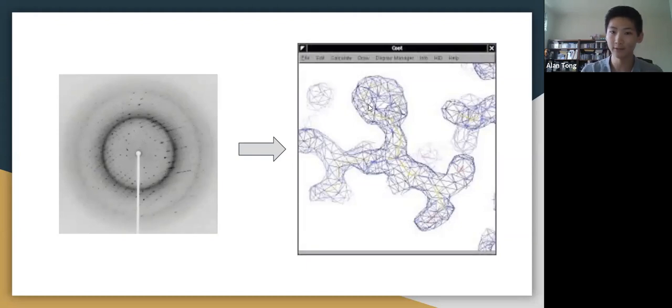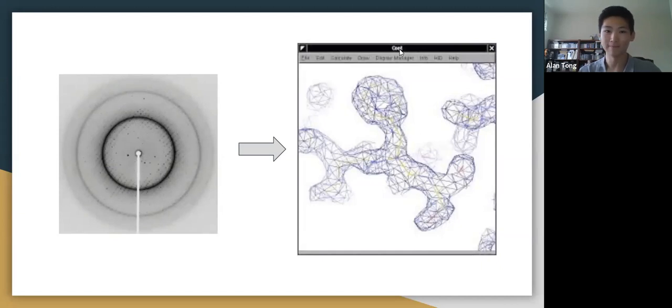Now check this out, right? This is the actual good stuff, right? This is where you actually start to see the protein structure forming, because that mesh that you see, that's where the electrons are. This is an electron density map. And you can start to see the shapes of these protein structures weaving in and out, all right?